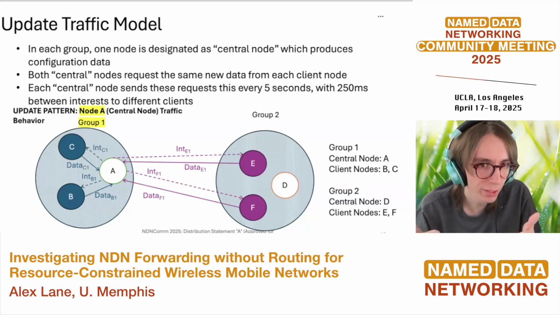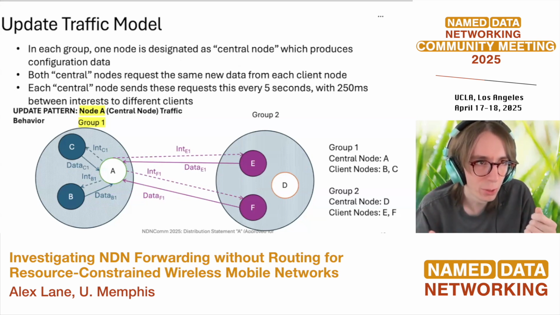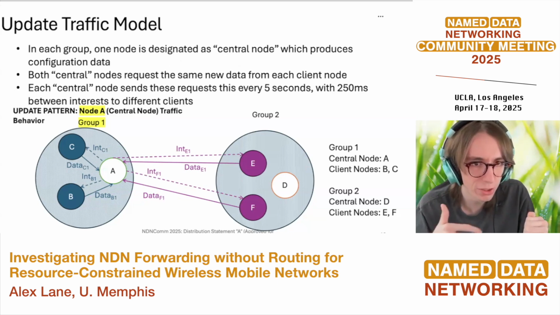For the group centers, they instead have what we call the update model. This is pulling from all the client nodes. So each group center, every 5 seconds, will try to pull 1 interest from each of these client nodes.